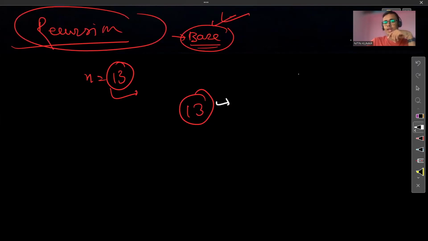What squares are we able to take? Can we take 1 square to get this value?